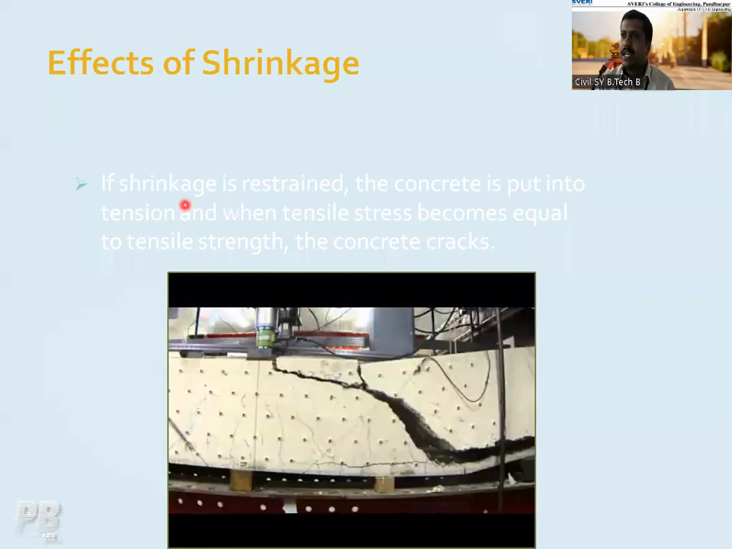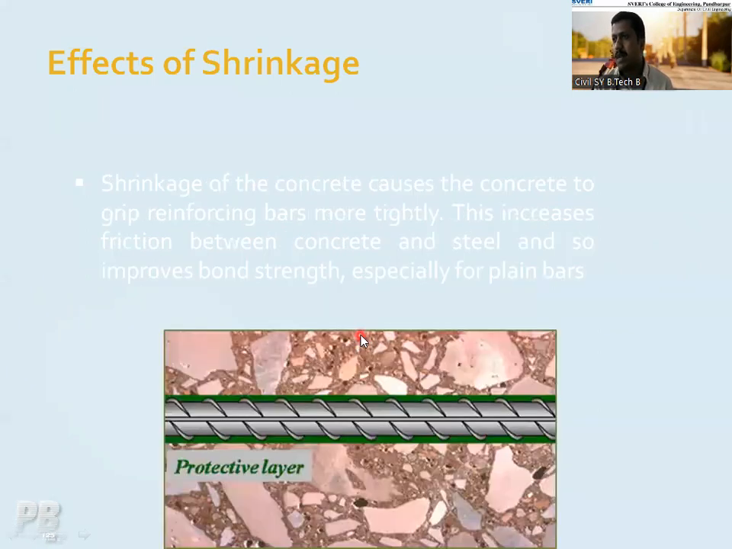Then, if the shrinkage is restrained, the concrete is put into tension, and when the tensile stress becomes equal to the tensile strength, the concrete cracks. So there may be cracks which are going to develop. Then shrinkage of the concrete causes the concrete to grip the reinforcing bars more tightly.